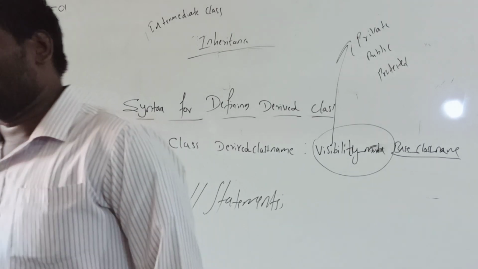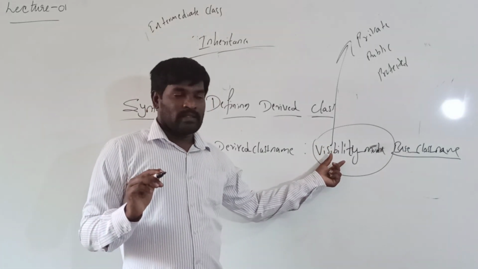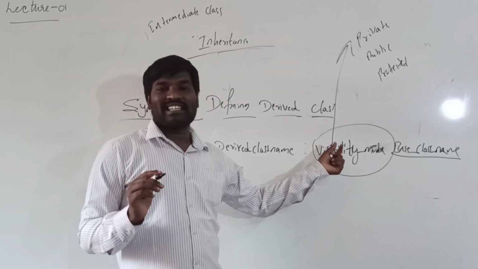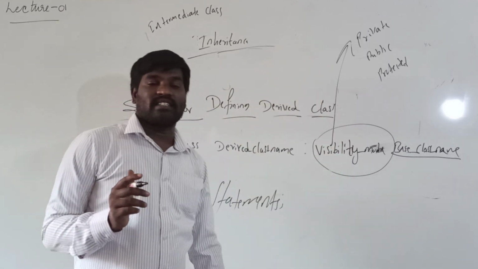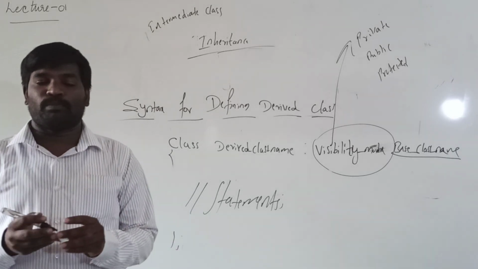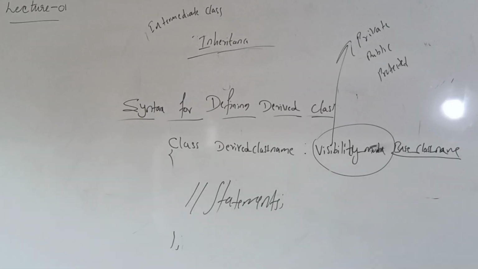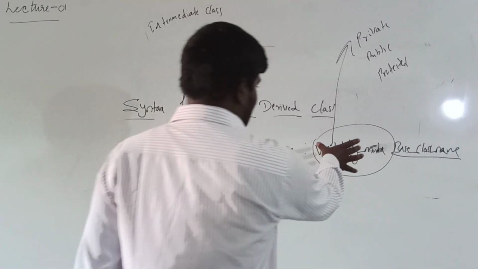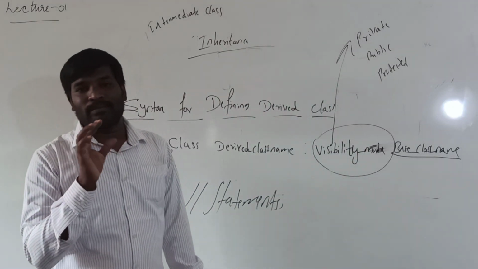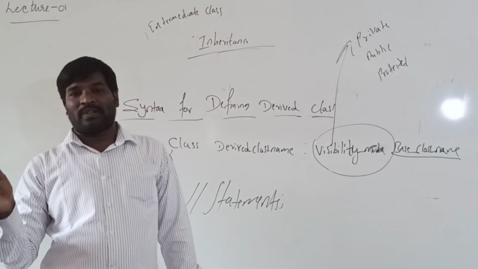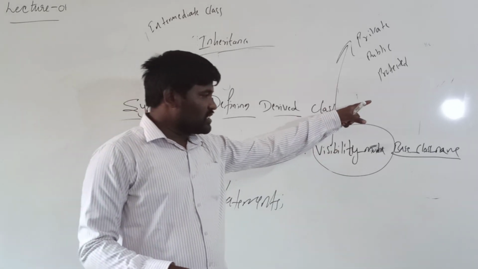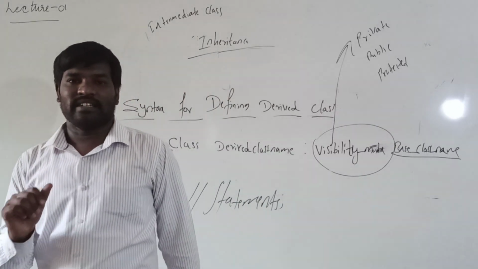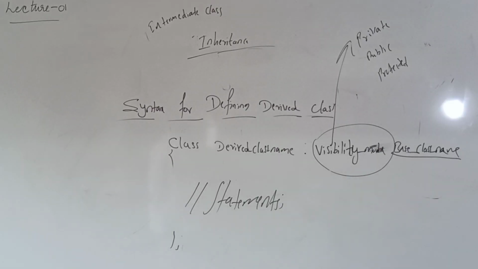Visibility mode means the base class properties are either privately inherited, publicly inherited or protectedly inherited. At least one we have to mention here, and don't mention private, public, protected together. Any one we have to mention here. After that you put the base class name. So this is the syntax for defining with the visibility mode.